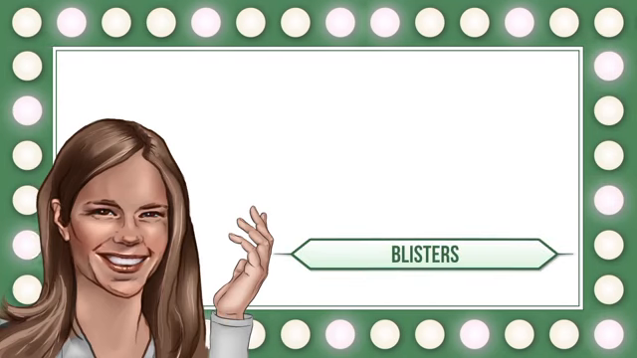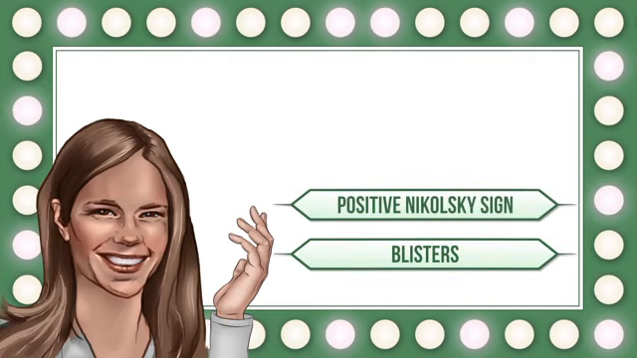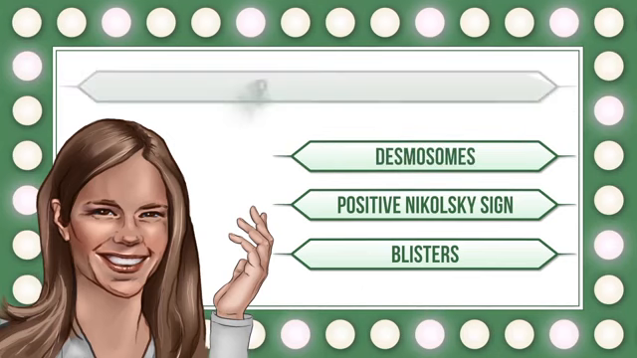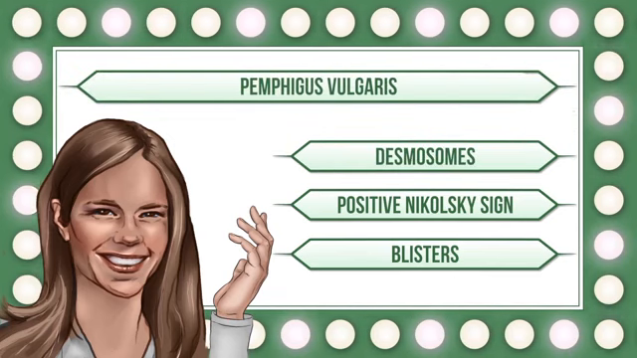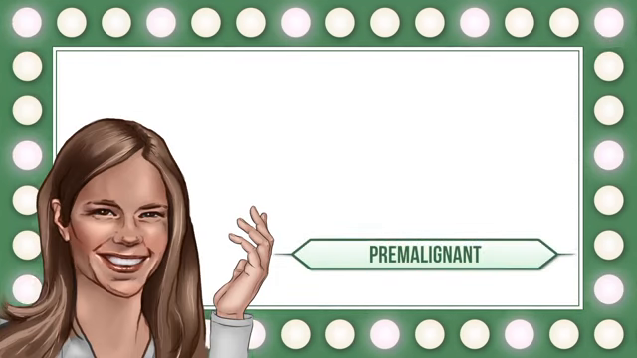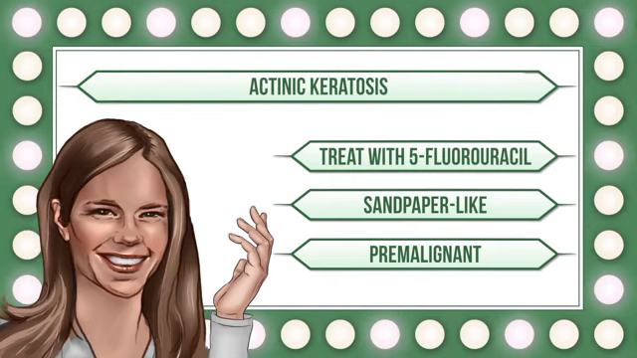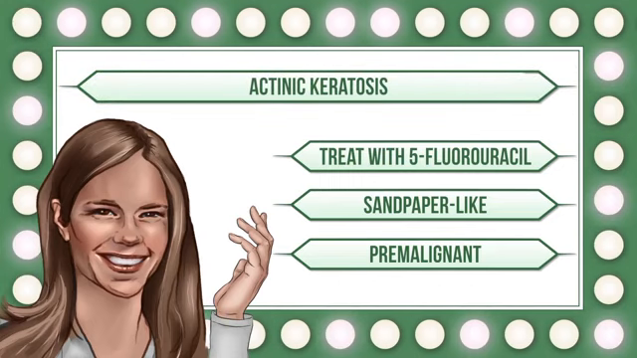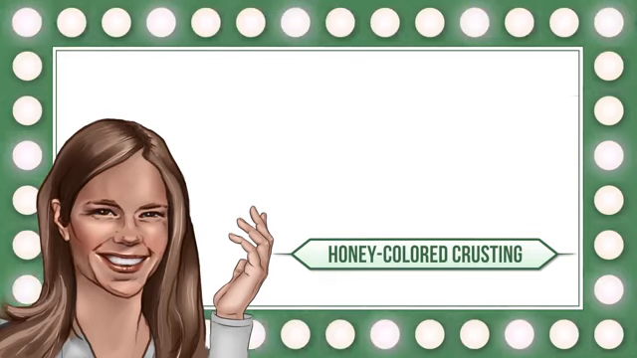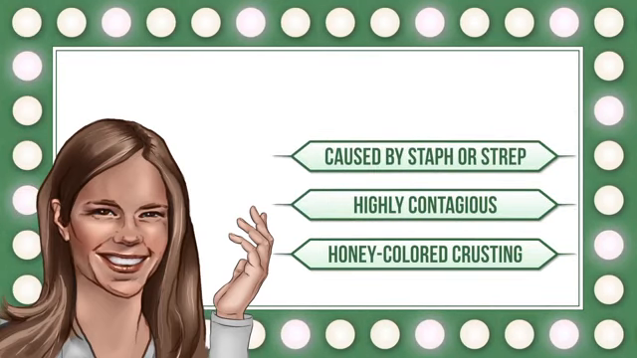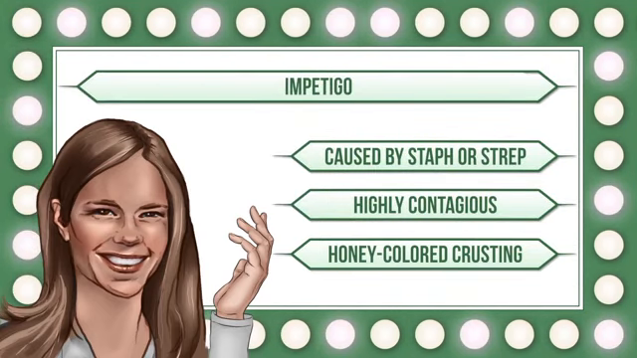Okay, before we go to cancer, let's do a quick game show to review some of these. So we have blisters, positive Nikolsky sign, and desmosomes. That's pemphigus vulgaris. Then premalignant, sandpaper-like, treat with 5-fluorouracil, that's actinic keratosis. Honey-colored crusting lesion, highly contagious, caused by staph or strep, that's impetigo.